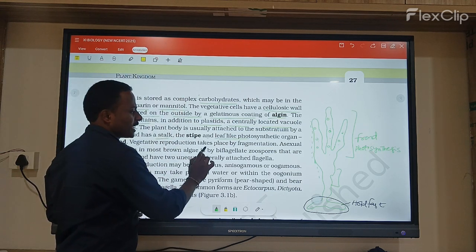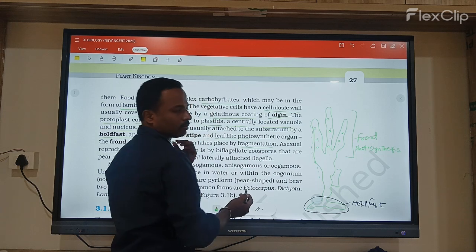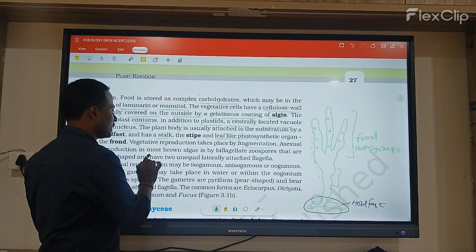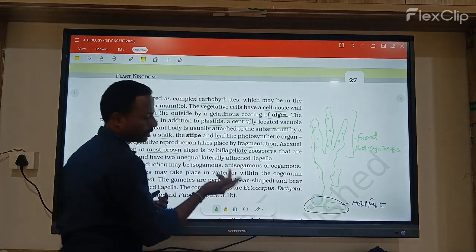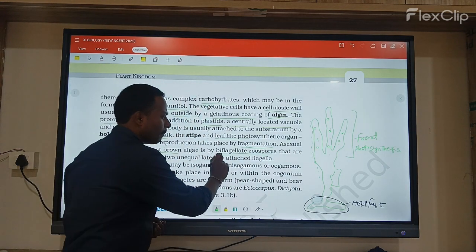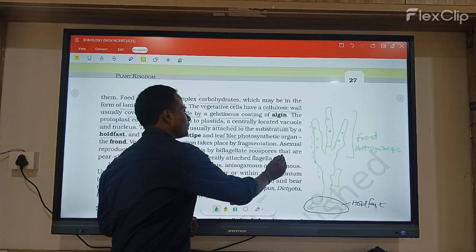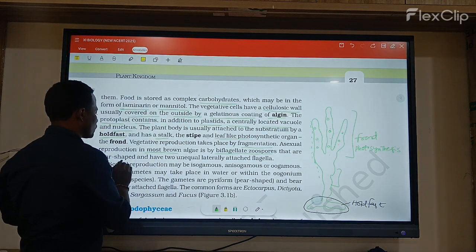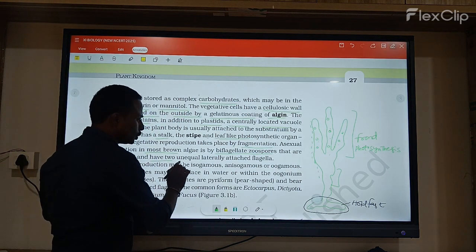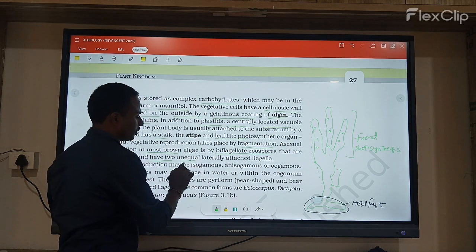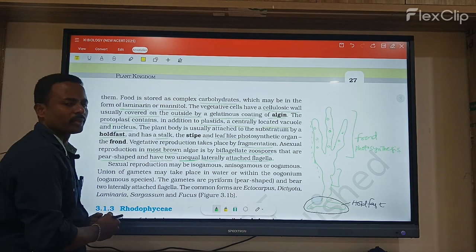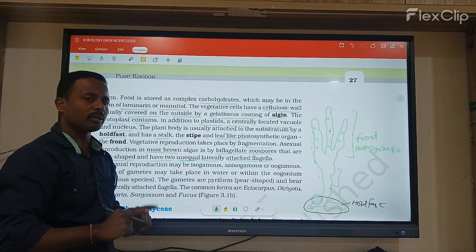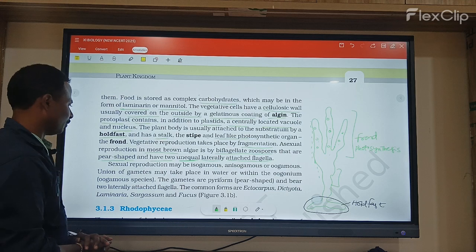Vegetative reproduction takes place by fragmentation. Asexual reproduction in most brown algae takes place by biflagellated zoospores. As usual, here also biflagellated zoospores are present, which are pear-shaped and have two unequal, laterally attached flagella.